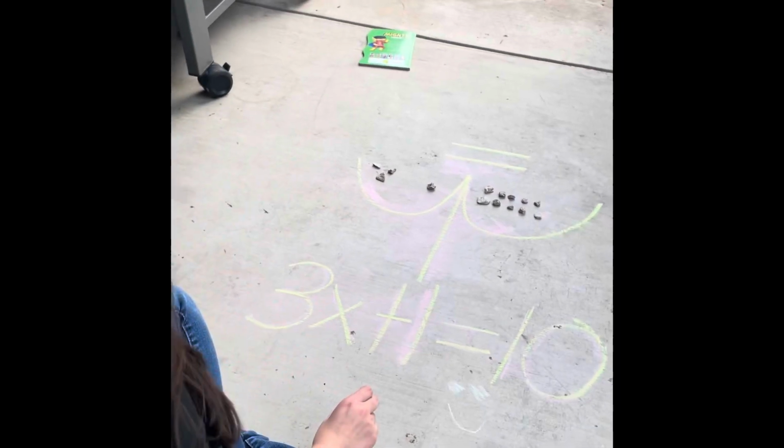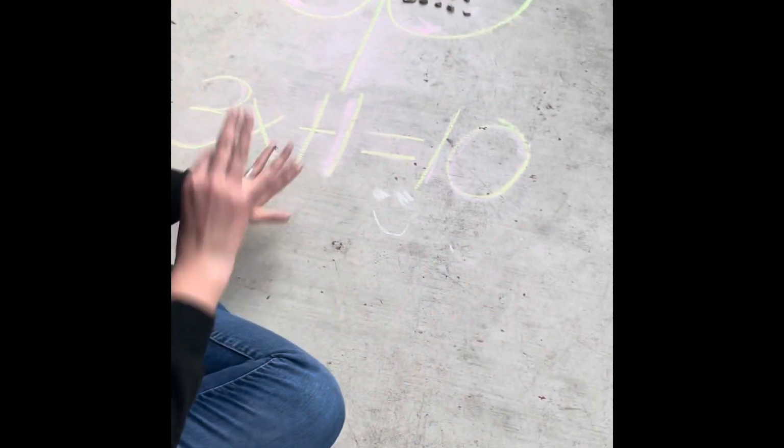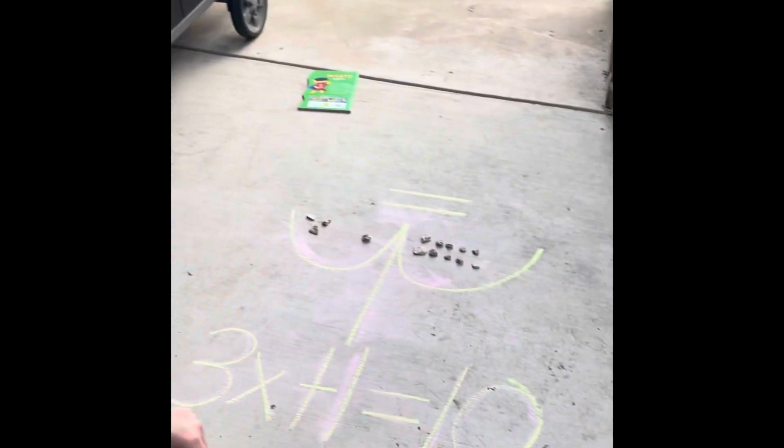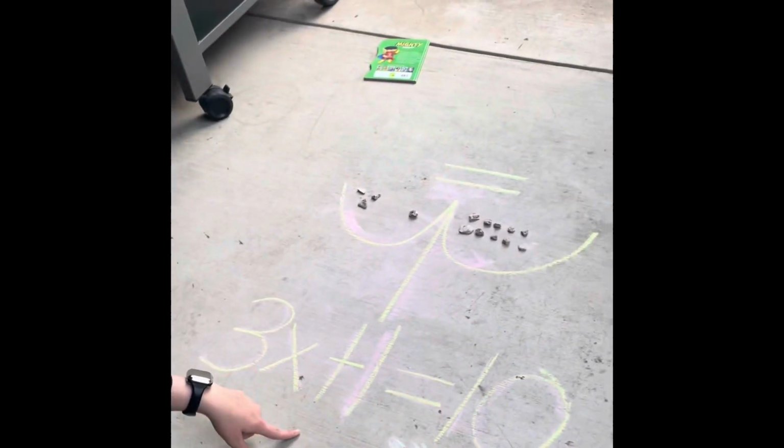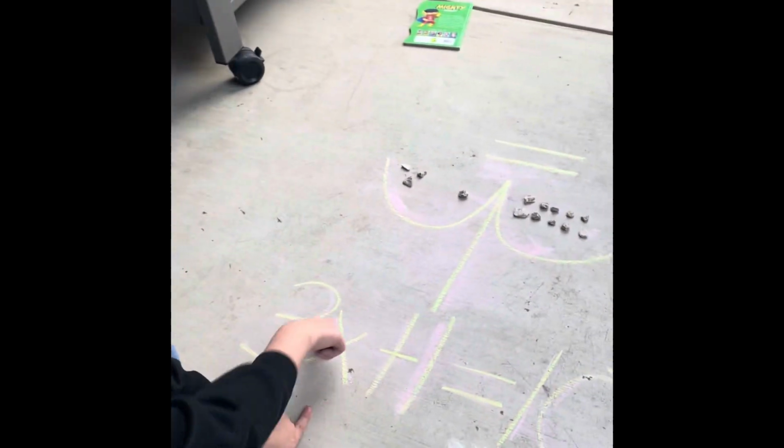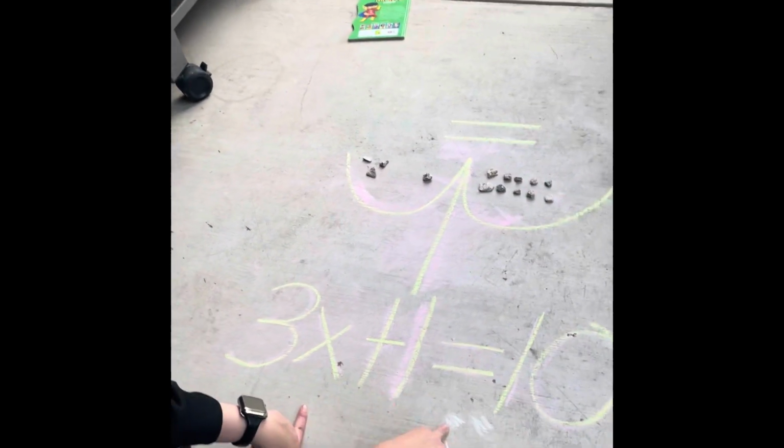Okay, so we are learning how to do algebraic equations using manipulatives, which is our rocks for being outside. So how we solve problems like this is, first things first, we are trying to solve for x. We're trying to figure out what x is. So 3 times something plus 1 equals 10.